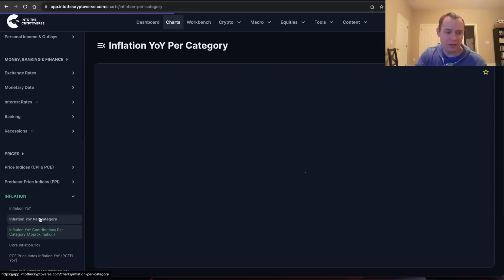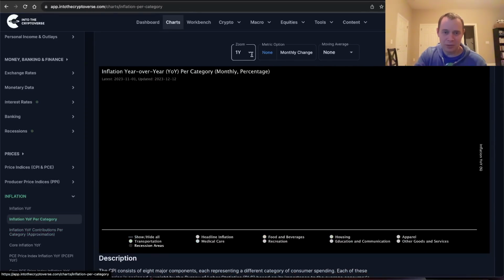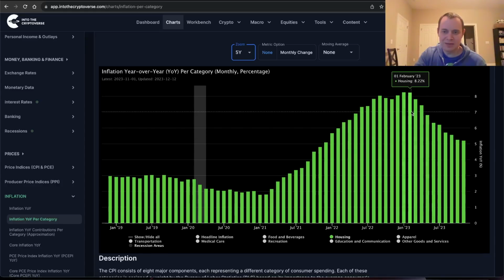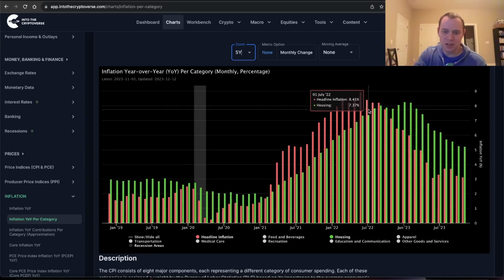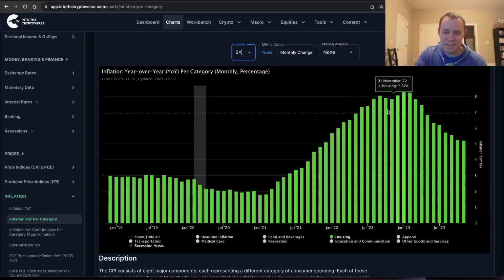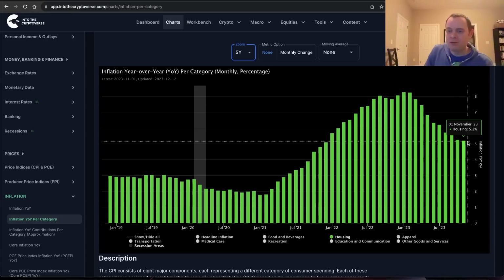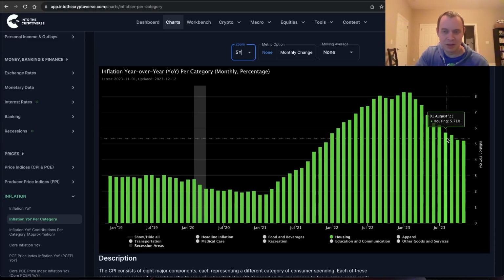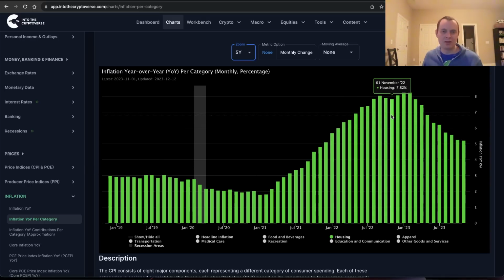If you look at just the year-over-year per category for housing, it didn't even top out until February 2023. You compare that to general headline inflation, which topped out in June of 2022, more than half a year earlier. So this component is still likely going to be coming down for many, many months, right? That's going to provide a headwind for core CPI, and for headline inflation. Because of that, I still think inflation is more likely to go down than up.